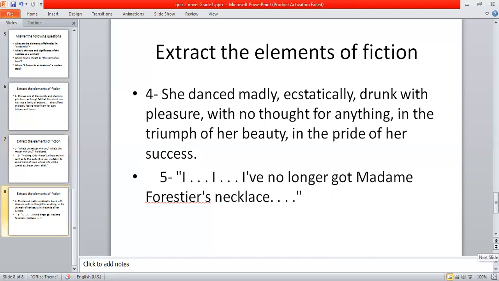Number 4, she danced madly, ecstatically, يعني بنشوة, drunk with pleasure, with no thought for anything, in the triumph of her beauty, in the pride of her success.